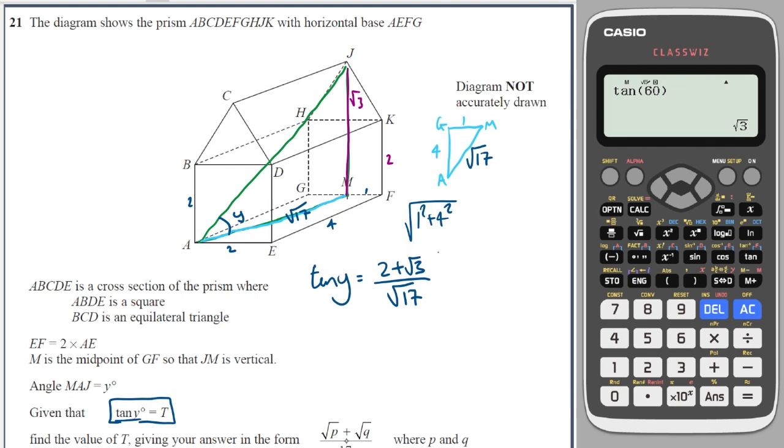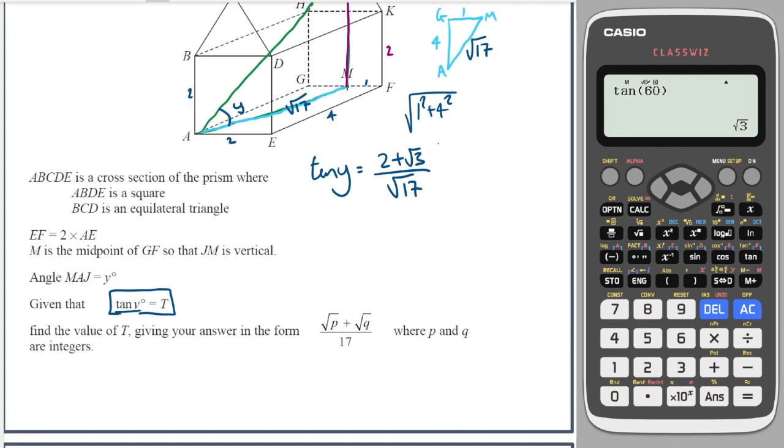But it wants it in a form where we have a rationalized denominator. So I'm going to have to multiply this top and bottom by the square root of 17 to rationalize this denominator. So on the bottom, that's going to give me the square root of 17 times by itself is just 17. And on the top, I'm going to get 2 root 17 plus the square root of 17 times the square root of 3 is the square root of 51.